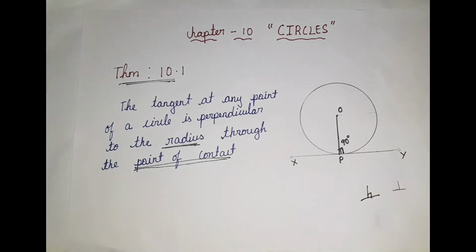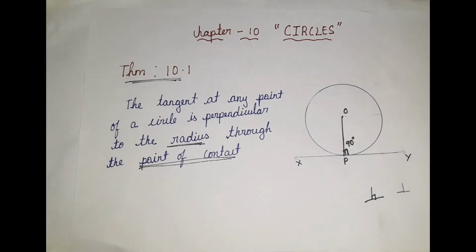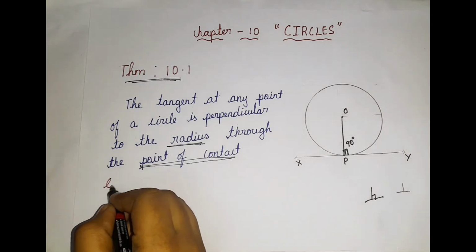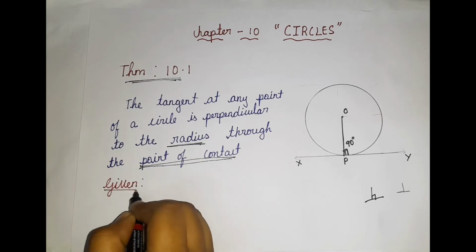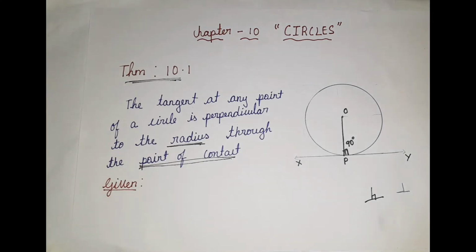Now you might be wondering, what are the given things? Of course in a theorem we are supposed to write the given things, am I right? One second, I'll explain it properly. Now let us write the given things. So let us write given. What are the things given in this figure? By looking at the figure itself we can understand.